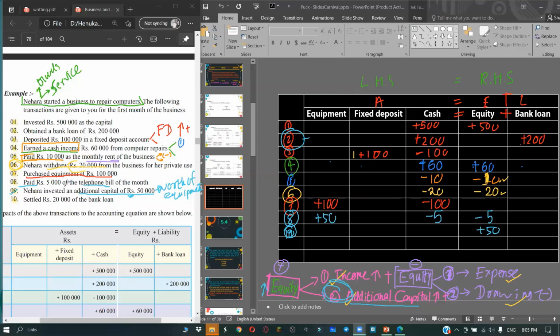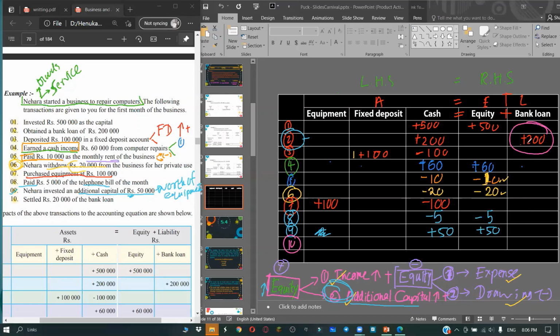Eighth one. Paid 50. Yes. No, we did it. Right. Guys, I did. In the eighth one, the amount coming here has been entered. Thank you. Okay. So the ninth one is not here. Actually it was taken from cash. Right? So as our last one, the 10th one, settled bank loan means we paid the bank loan.